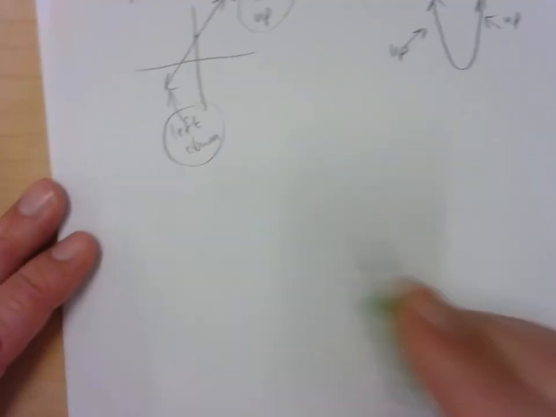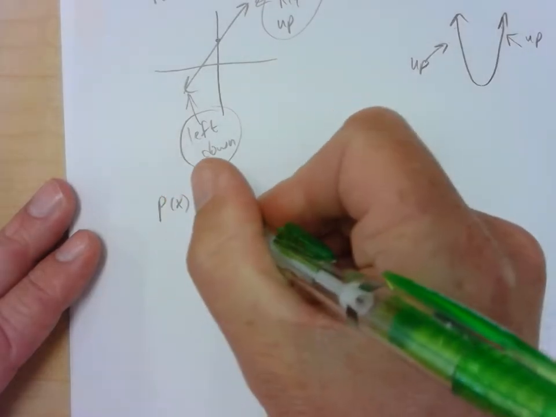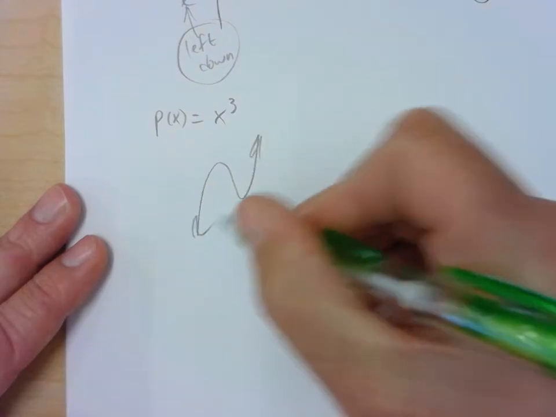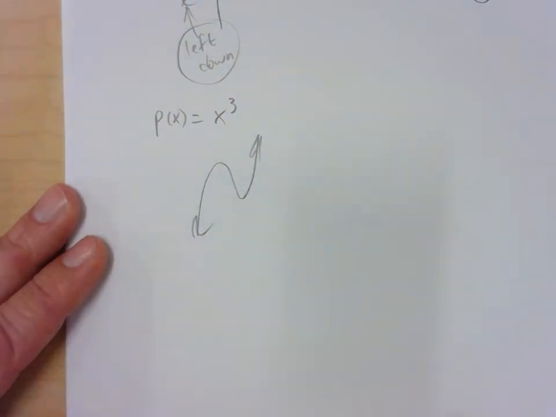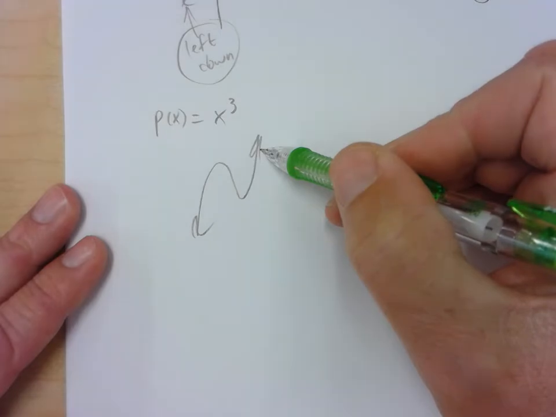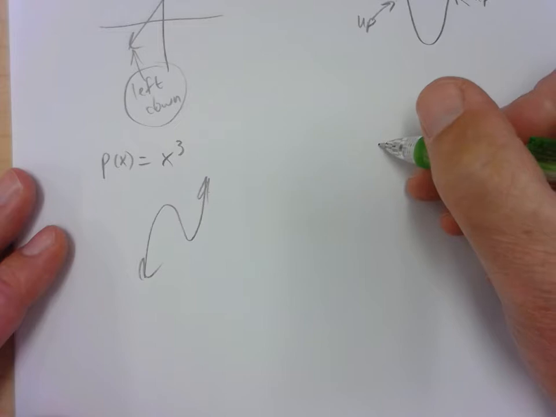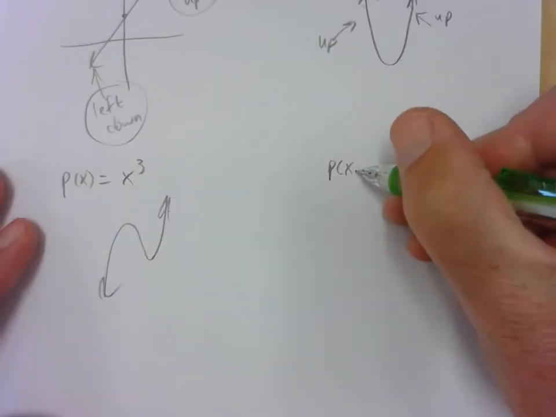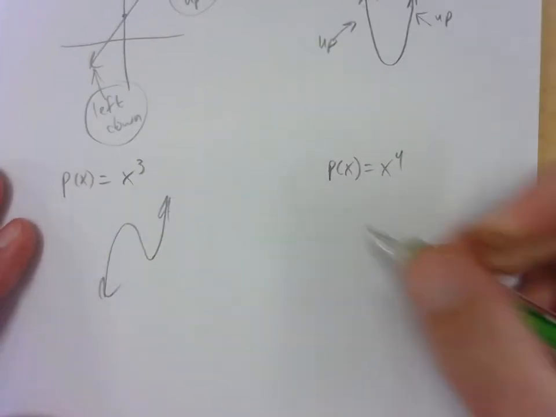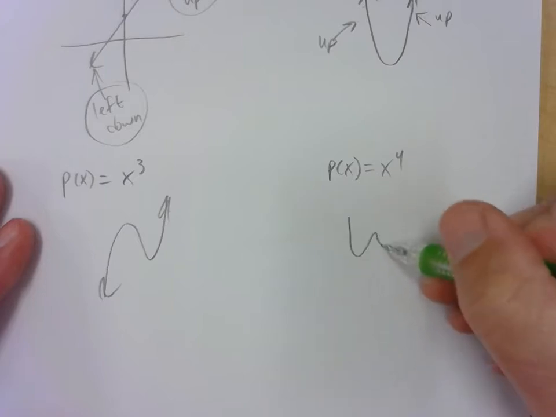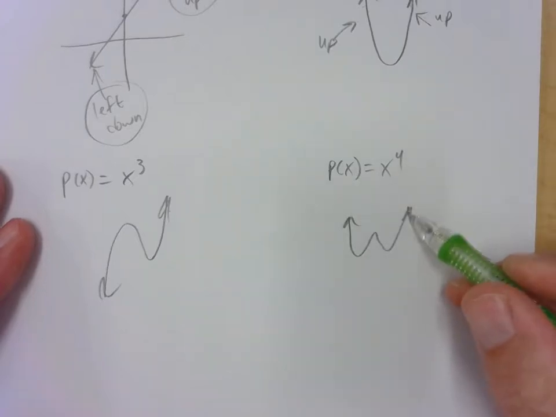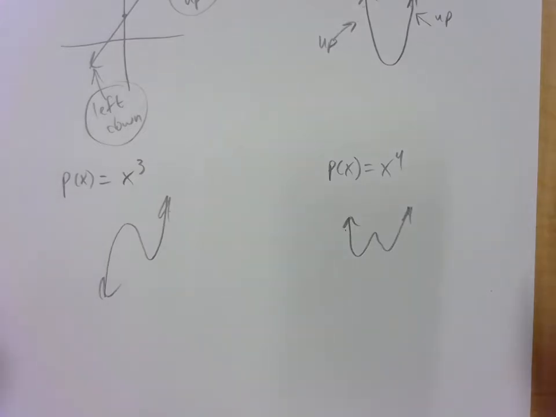So that means if you have p of x with an x cubed in it, it's going to do this kind of thing. It kind of looks like two parabolas smashed together, but it's going to be up on the right and down on the left. If it's p of x with something to the fourth power, it's going to do this kind of thing. Now, of course, you can flip any of these over anytime you want to.